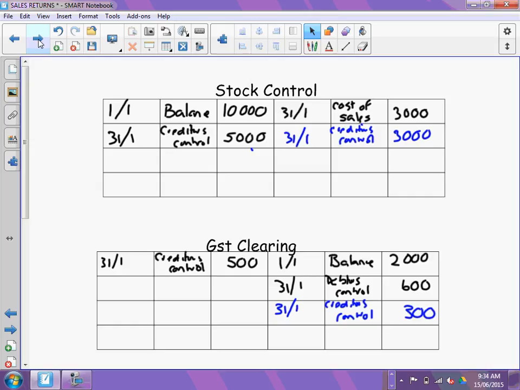What new T account do we not have? We're going to have to draw up 3 new T accounts. Sales return, cost of sales, stock control is already there. Debtors control and the subsidiary. Okay, so draw yourself up some new T accounts, please.